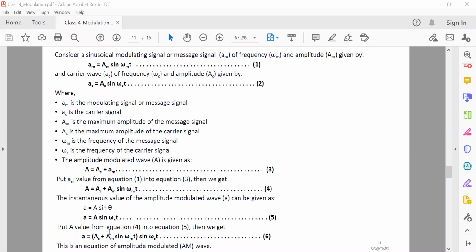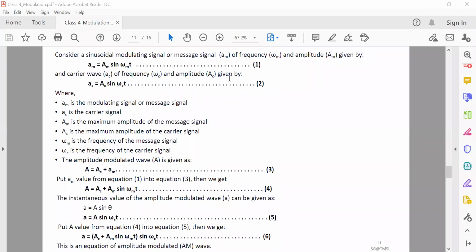Actually, this is the equation of my modulated wave: A equals A_c plus A_m sine omega_m t within brackets, times sine omega_c t. That is the actual amplitude modulation wave equation.